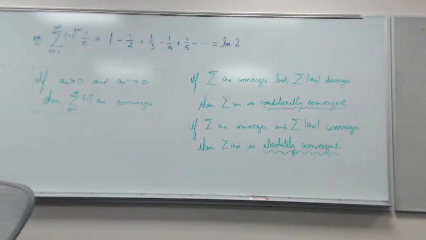Now, because this goes to 0, I'm not even using the p-series test now. I'm using the alternating series test. Because the sequence goes to 0, I know by the alternating series test that this will converge. So this converges by the alternating series test. I guess you could say AST for short.